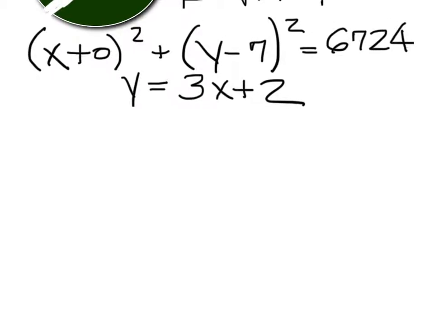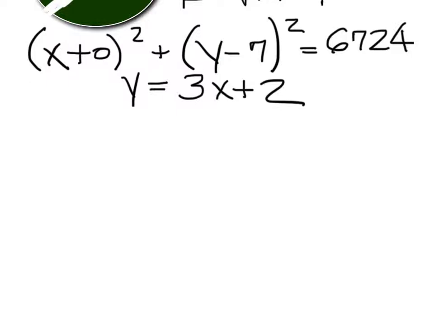If this does actually work out, then that means that x here has the same value as x there, and y here would have the same value as y there. So you can manipulate one of these such that you can plug it into the other and just be left with one variable to solve for.